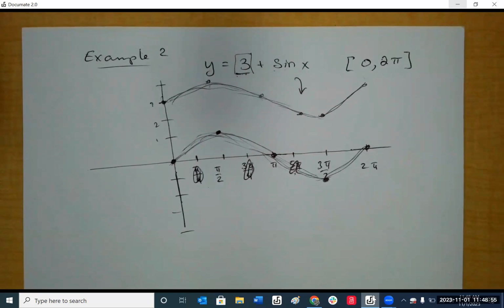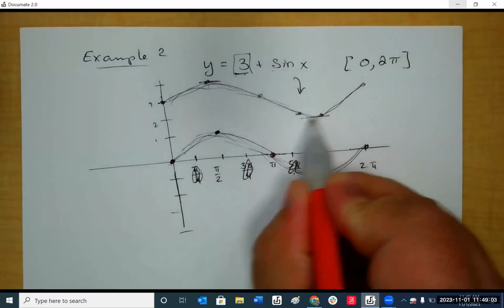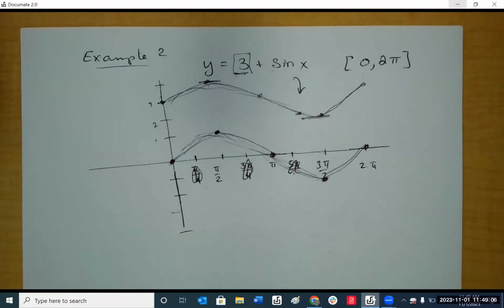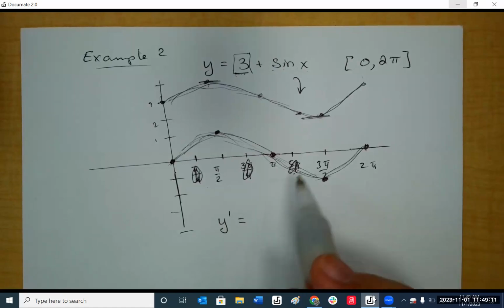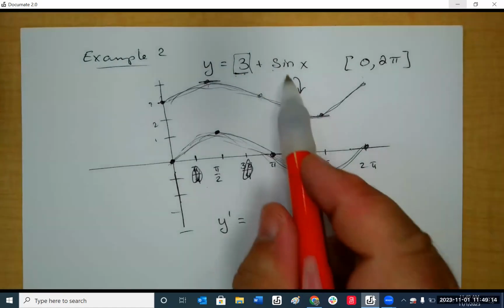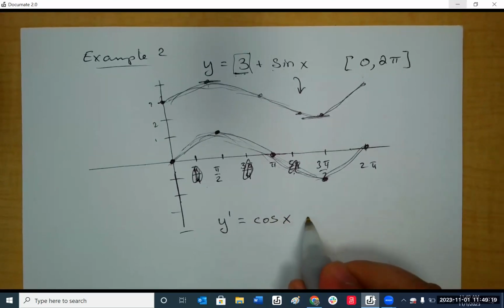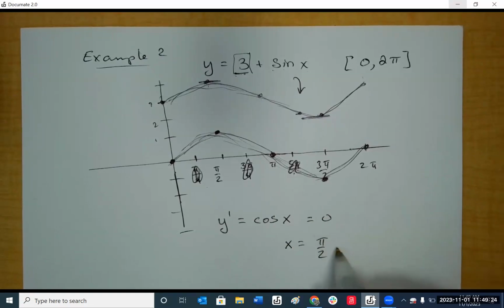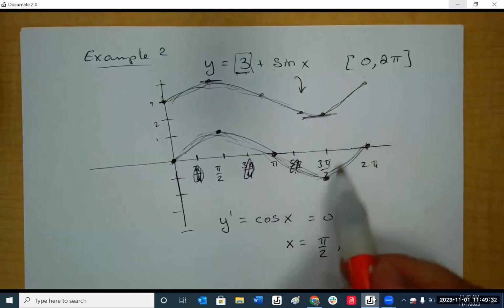So now what is it asking? It's asking to determine the concavity. Well, let's figure out where the maximum and minimum are. The first derivative: derivative of 3 is 0, derivative of sine is cosine. Set that equal to 0. So x is pi over 2 and 3 pi over 2, which is exactly what we're saying it is.